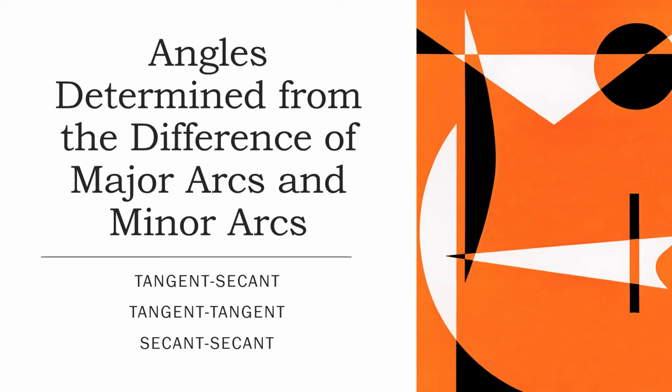So today we're going to be involved in scenarios in which we have a tangent line and a secant line, a tangent line and a tangent line, or a secant line and a secant line. And they're going to be connecting at some point externally, creating an angle when the two lines intersect each other. And there's a formula that allows us to find what that angle is. And the formula involves finding the difference between the major arc and the minor arc. So let's go ahead and look at an example when it comes to a tangent and a secant line.